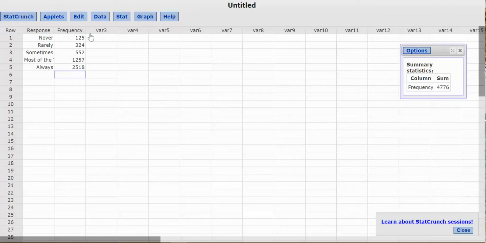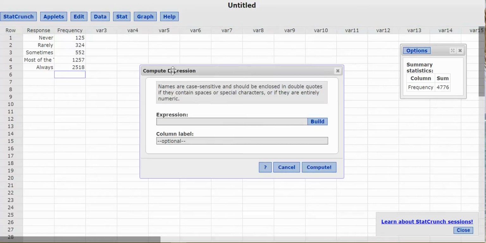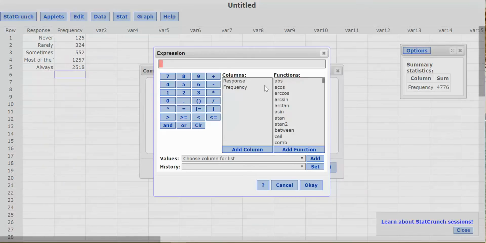That's the number that I need to be able to come up with the relative frequency with which these responses were occurring. So to create the table in StatCrunch, we're going to go to Data, and we're going to go Compute an Expression, and I'm going to force StatCrunch to build an expression for me. So under expression, I say build. And what I want to do is take each one of the cells underneath my frequency column, and divide it by the total sum within that column, right?